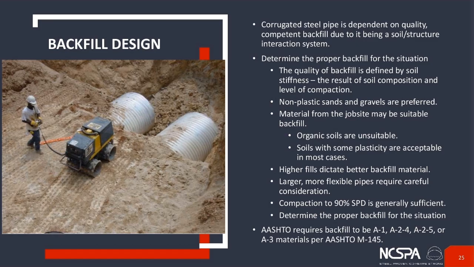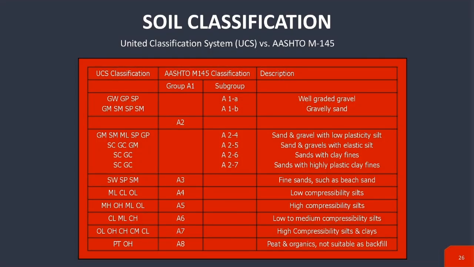But normally a 90% standard Proctor is sufficient for your backfill compaction. When you're looking at AASHTO, normally A1, A24, A25, and A3 are acceptable. I don't claim to be a soil specialist, but this is how they really break it down. Like I said, when we're looking at native materials, I really fall back to the geotechnical engineer to evaluate them to see if they are acceptable.